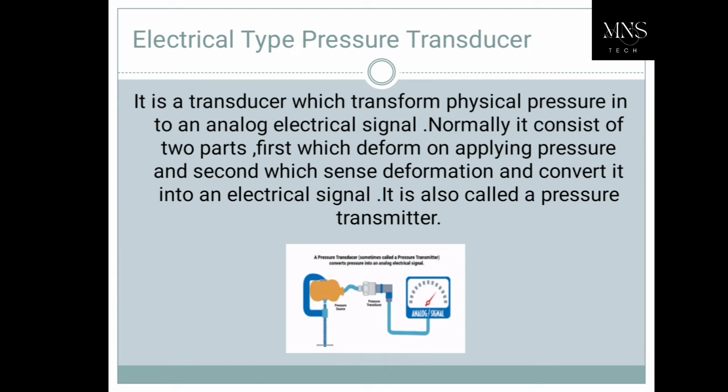Electrical type pressure transducer. It is a transducer which transforms physical pressure into an analog electrical signal. Normally, it consists of two parts. First, which deforms on applying pressure, and second, which senses deformation and converts it to an electrical signal. It is also called a pressure transmitter. This is a diagram of an electrical type pressure transducer.